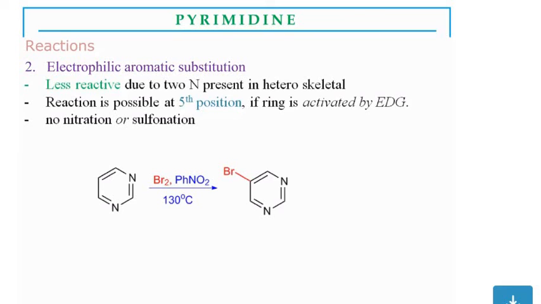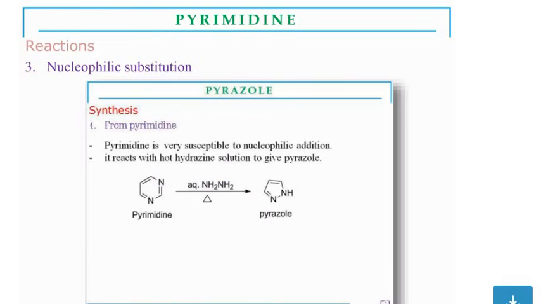Now, electrophilic aromatic substitution is less reactive due to the two nitrogens present in the heteroskeleton. Reaction is possible at the 5th position if the ring is activated by electron donating groups; no nitration or sulfonation. You can see bromination occurs. Synthesis: you can see pyrimidine gives pyrazole after ring contraction.